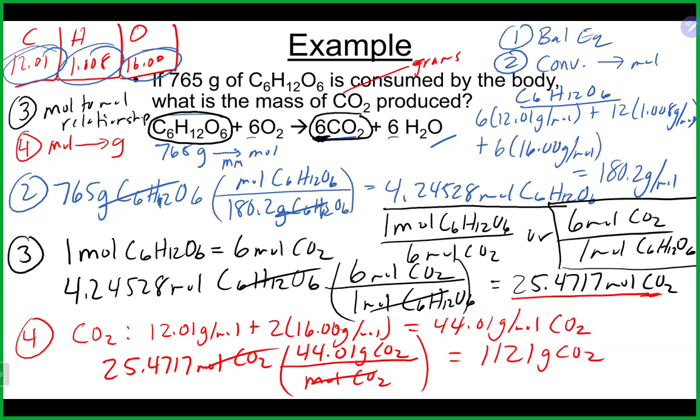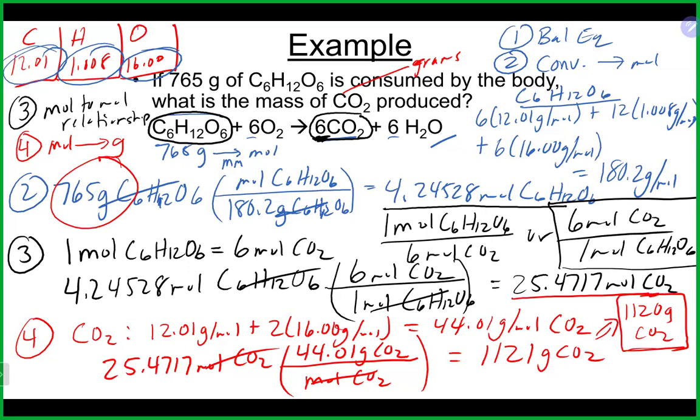At this point, we could clean it up significant-figure-wise. Really, this is the only number that was given to us, which is 3 significant figures. So probably this should end up at about 1,120 grams of CO2 would be produced in this case. That is what is known as the theoretical yield.